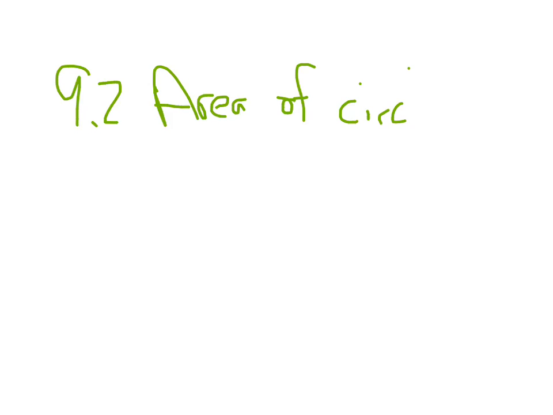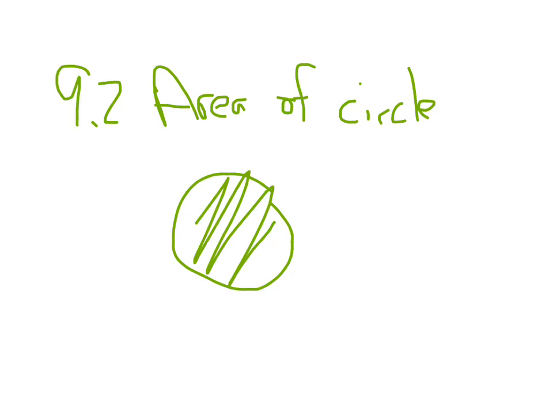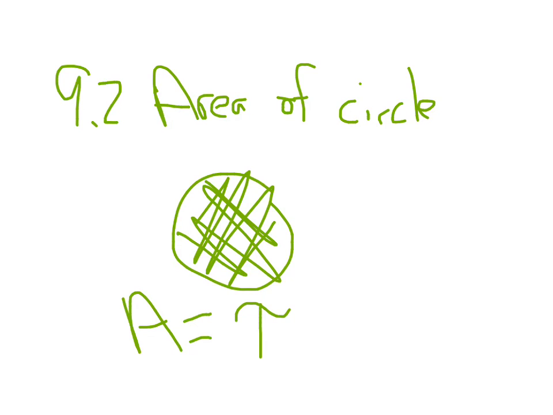Alright, so section 9.2 is talking about the area of a circle. So what that means is, here's your circle. It wants to know all the space on the inside. So it gives us a formula that we need to remember, and our formula is area equals this wacky sign, that's pi, times r with a little 2.